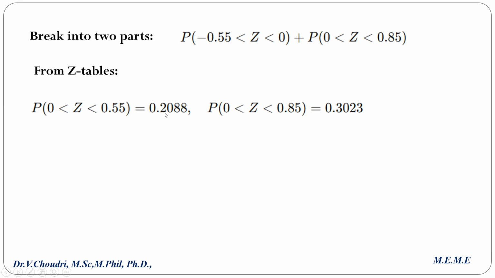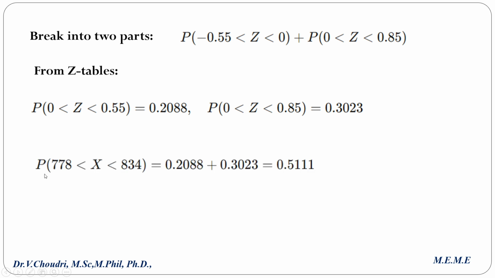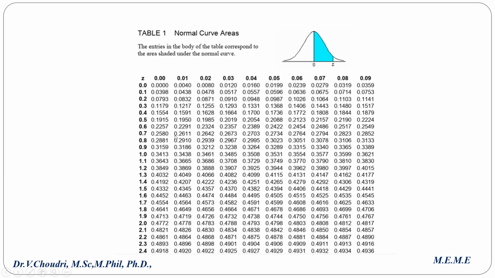What is the answer? 0.2088. And 0 to 0.85 we have already found, 0.3023. Now the required probability of 778 hours to 834 hours is 0.2088 plus 0.3023 equals 0.5111. Now let us check the value at 0.55. 0.55 can be written as 0.5 row, 0.05 column. So 0.5 here and the column here gives 0.2088. This is very, very important.